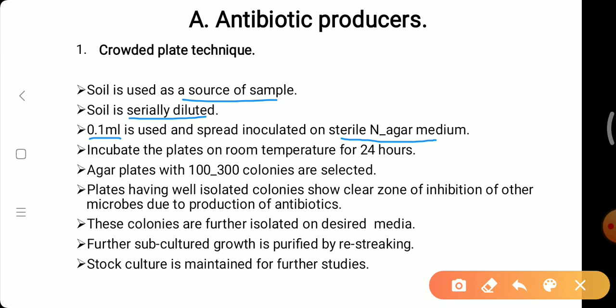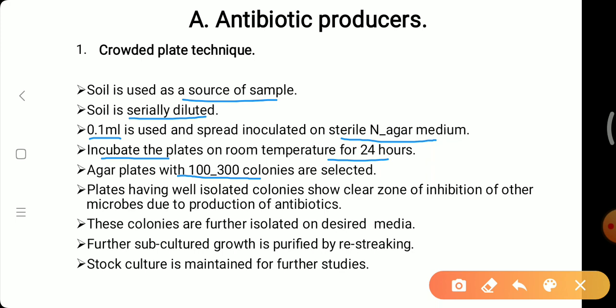After the serial dilutions, we will take aliquots. For example, here we have taken 0.1 ml aliquots and we will spread onto the nutrient agar medium. After spreading, we will incubate the plate at room temperature for 24 hours. Next day, we will select the plate having the colonies 100 to 300. We will select this plate.